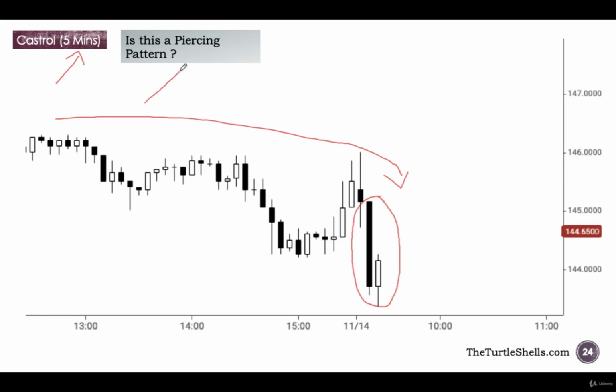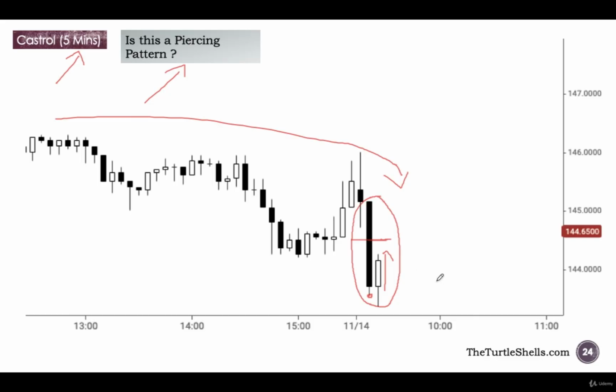So the question is, is this a piercing pattern? The answer is of course not, because although it's coming after a downtrend, it violates many conditions. One is it doesn't close above the midpoint of the black real body. Second, it doesn't open below the low of the prior black candle, okay? So there are a lot of issues with this pattern. I wouldn't take this trade saying that it's a piercing pattern. It's a small upthrust, but not enough for me to be confidently taking a long position.